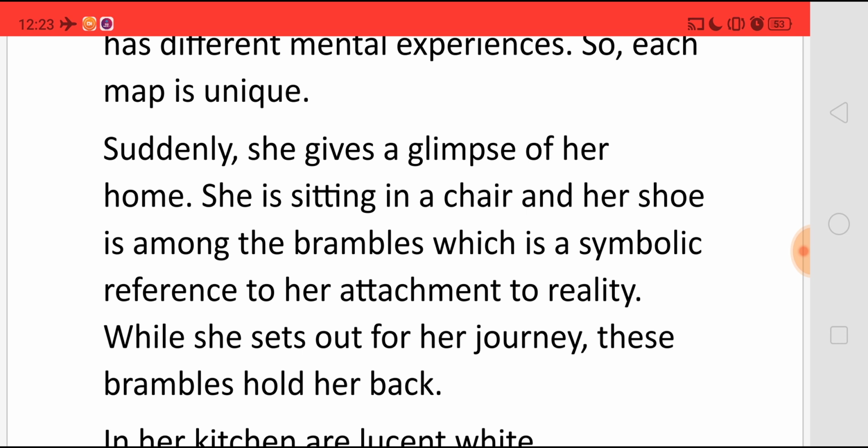Now here at home, she is sitting in a chair, but her shoes are among the brambles. Brambles means all these thorns, and these brambles are a symbolic reference to attachment to reality. The reality is not allowing her to go further. And while she sets out for her journey, these brambles hold her back.